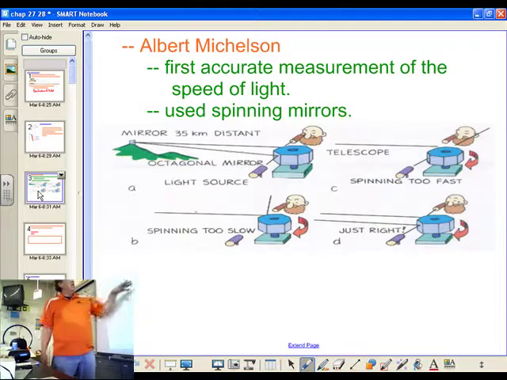But the idea here with the spinning mirrors is that for the light to bounce off one mirror, hit this mirror, and get back to the eye, the little octagonal mirror has to actually rotate a little bit. In other words, it can't just sit still and bounce into the telescope. It doesn't work that way. It actually has to move a little bit. So they would spin this very fast.